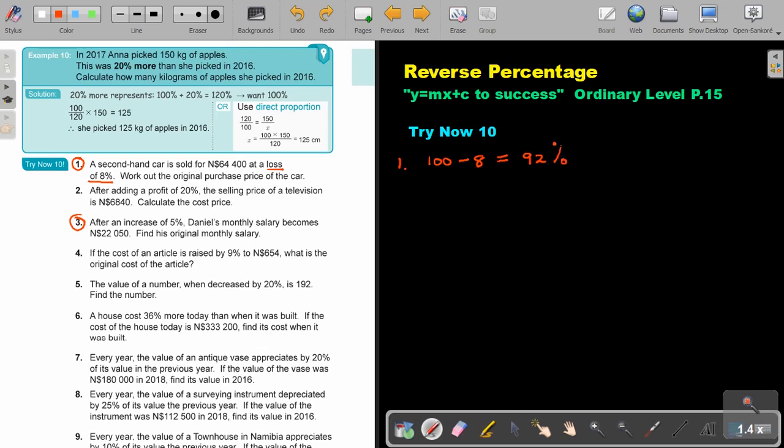92%. So again, if I want the 100, I put the full amount over 92, and I multiply it with the price of the car. And that's 64,400. Because remember, cars become less. They don't grow. Okay, and if I do that, I will get on the dot, I'm going to get 70,000.